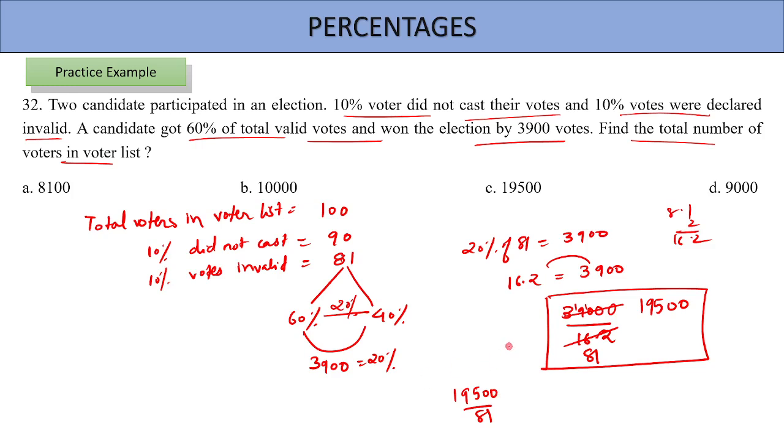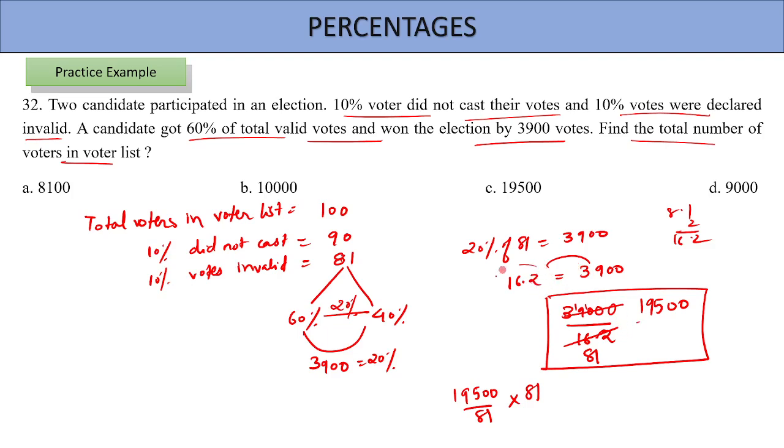9500 by 81. You will then multiply with 81 to get your total number of voters in the voting list. Why will you multiply with 81? The reason is, if you are multiplying this difference, this is 16.2 into 3900, you are getting 19500 by 81.